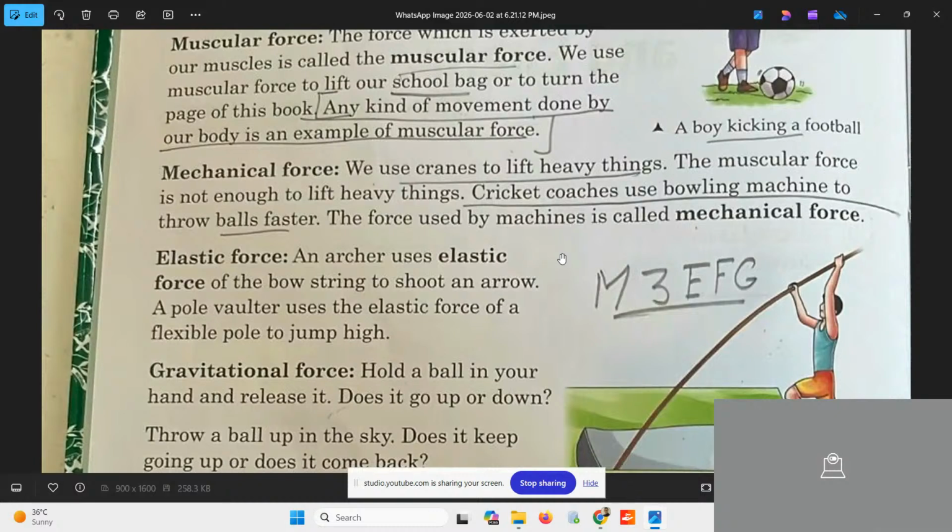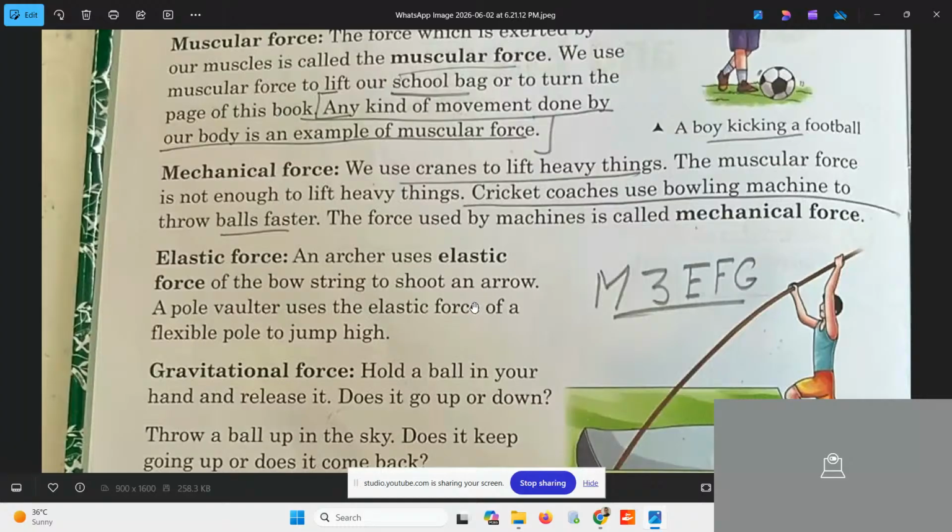The fan, the lights? Lights, there is no mechanical force. AC. Keep it simple. So crane and the bowling machines are the examples of mechanical forces.